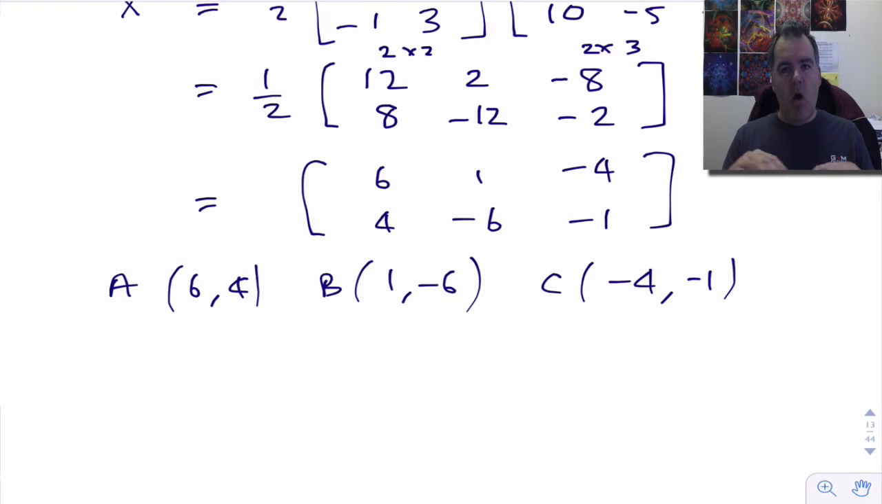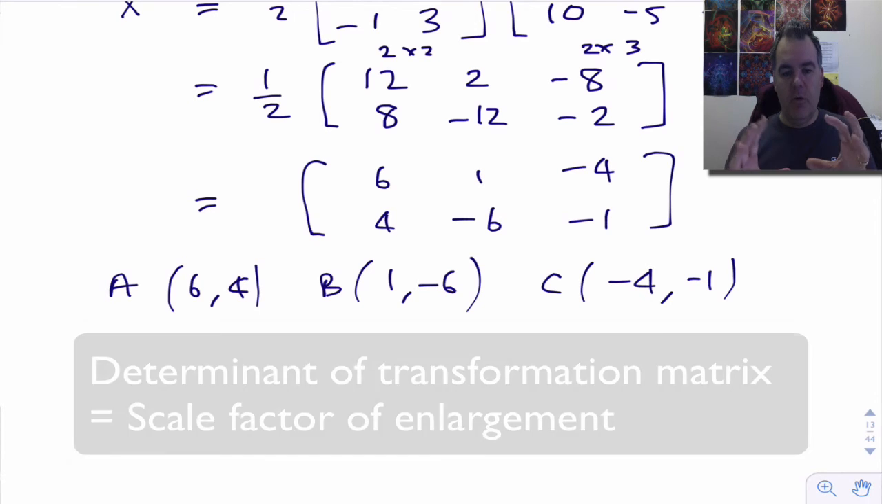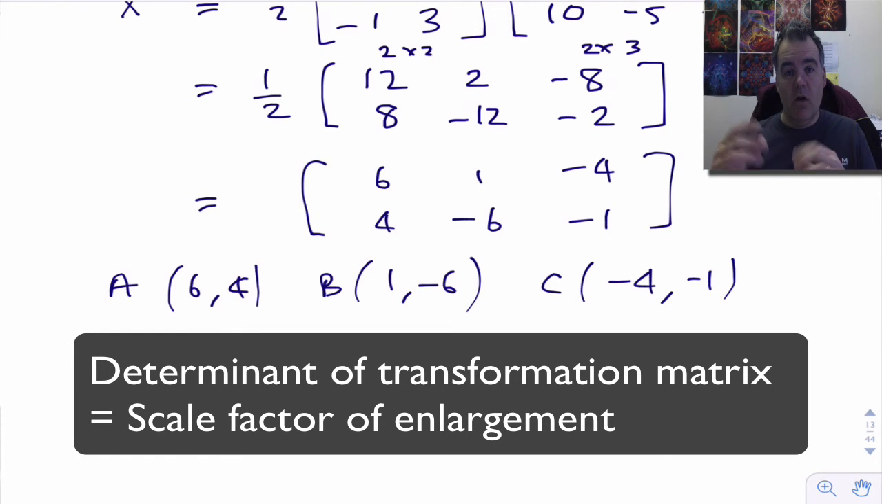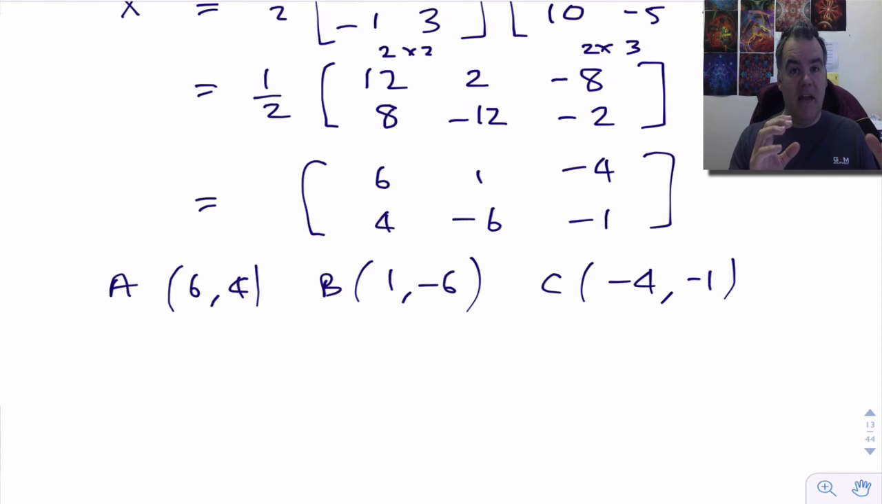The area of a transformed shape is determined by the determinant of the transformation matrix. So if the determinant of the transformation matrix is 2, the area of the transformed shape is doubled. If the determinant is 4, the area of the transformed shape is 4 times bigger. It's the determinant that tells us how much bigger the area is.